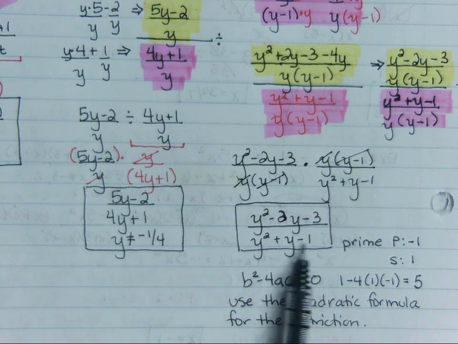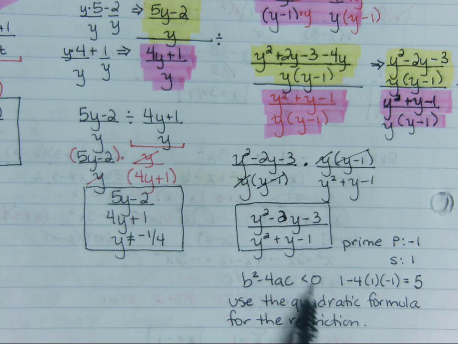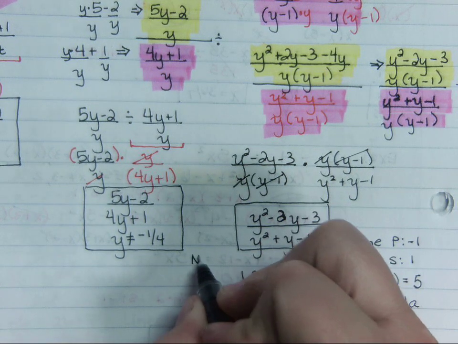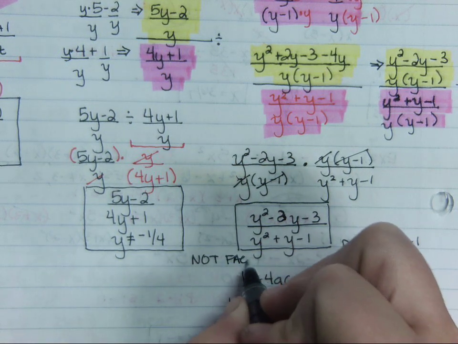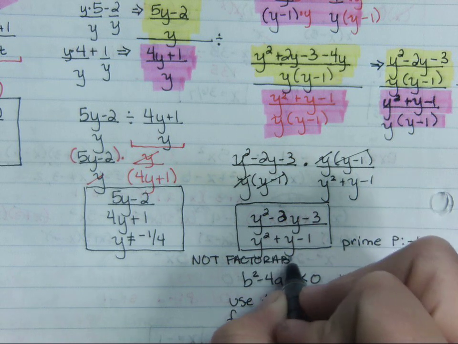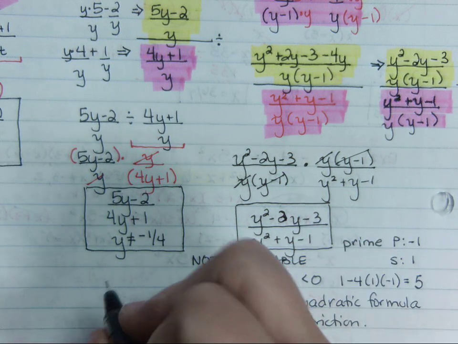So if I can't factor this in any way, if this is not factorable, don't worry about restrictions. Right? However, if this is factorable, you are going to need to worry about restrictions. All right? So not factorable, with rational roots.